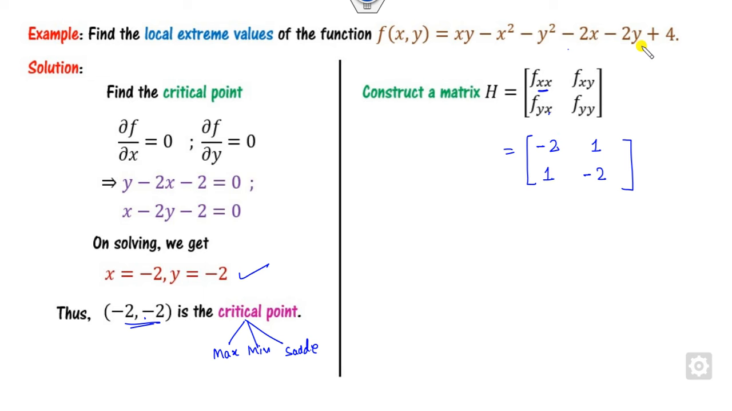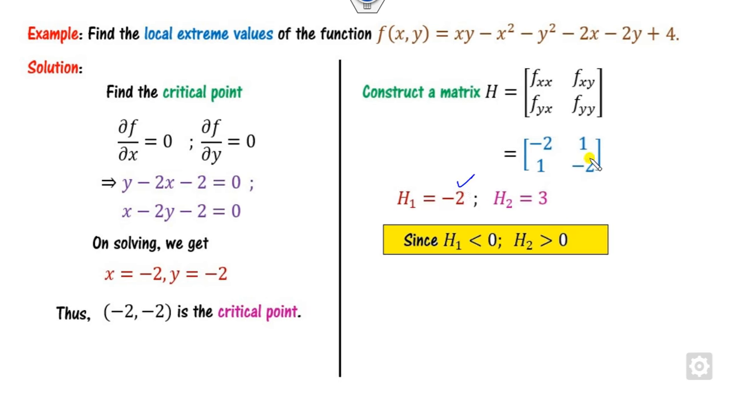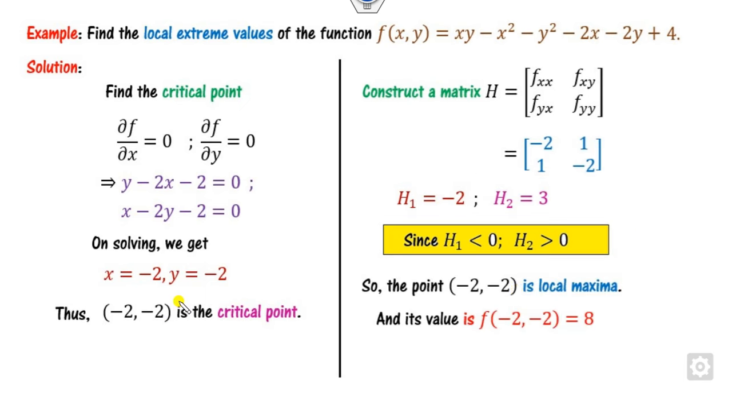Once you compute this matrix, we can define h1, the determinant of the first entry, and h2, the determinant of the first two diagonal entries. Here, the value of h1 is minus 2. Clearly h2 is greater than 0 and h1 is less than 0. What is the meaning of that? When the second derivative is less than 0, it is a maximum. So (-2, 2) is the point of local maximum, and substituting this value here, you get the answer 8.